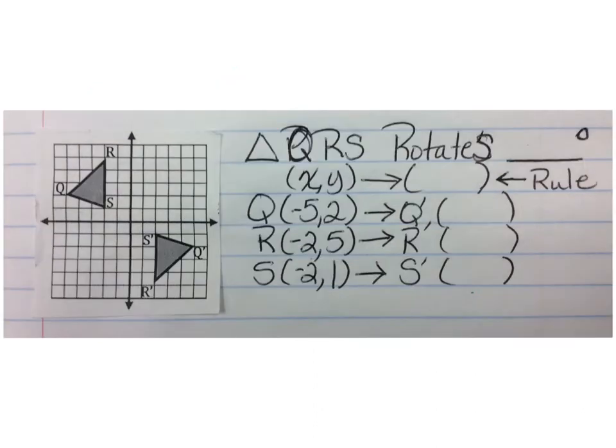The last graph that you have is triangle QRS. I need you to tell me how many degrees that it is rotated. So you're going to tell me the degrees it's rotated right there, and you're going to write the rule. I've given you the original points of the original QRS. You're going to tell me the new coordinates of Q prime, R prime, and S prime. And then you're going to tell me the rule. Make sure you remember to write the rule.